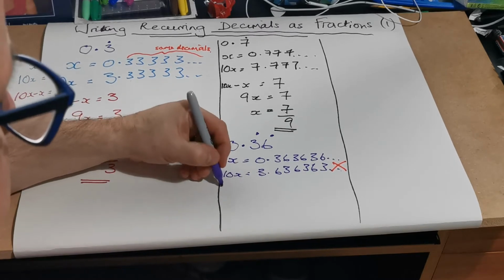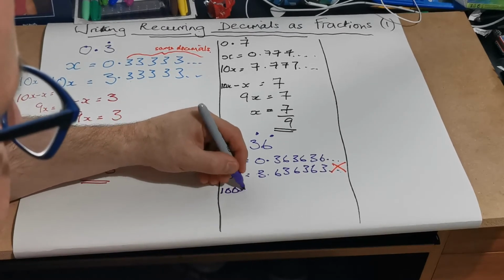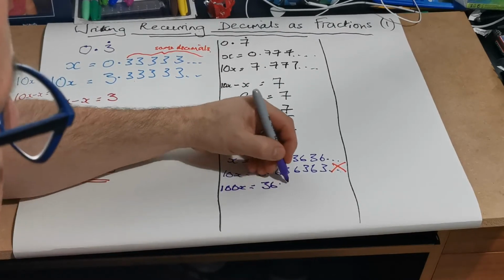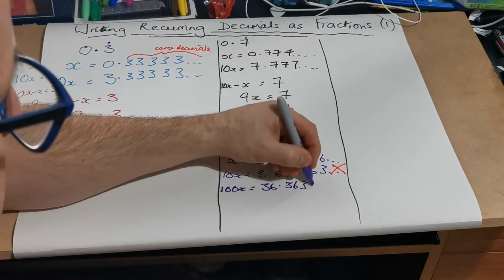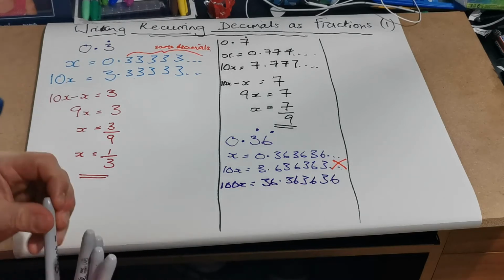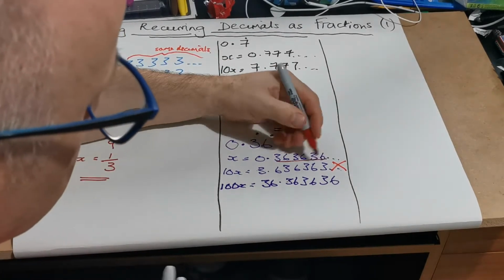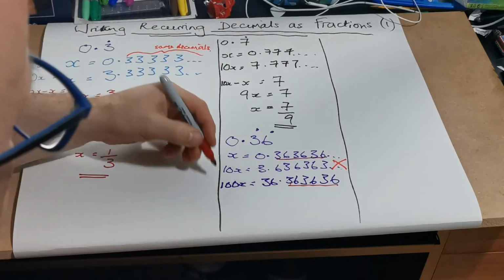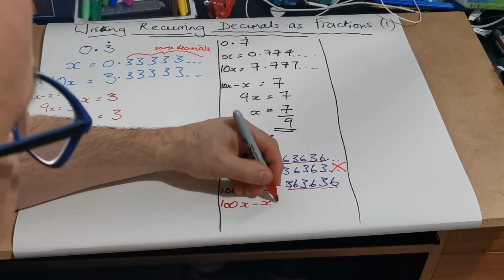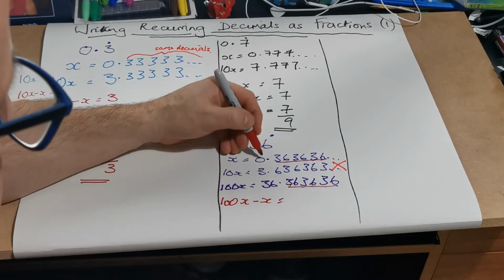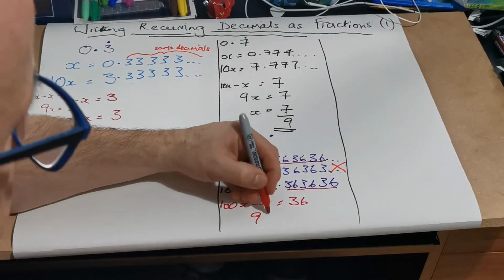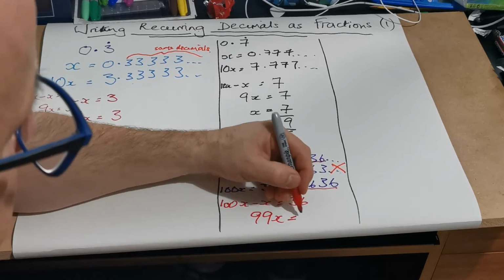But if I times by 10 again and got 100x, that would give me 36.363636. And now you can see that these decimal bits are exactly the same. So I can do 100x take away 1x, and 36 take away 0, the decimal points will disappear, is 36. So 99x is equal to 36.